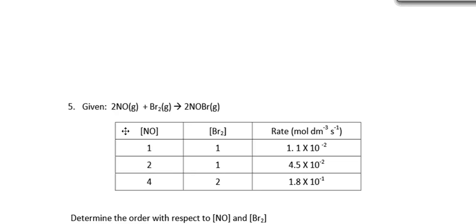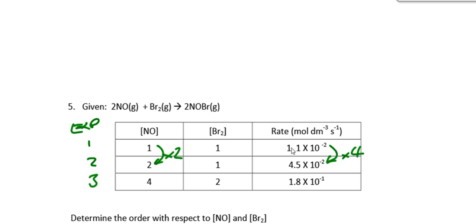Question 5, same style of question again. Just remember I've got to put my experimental data in here, so we've got experiment 1, 2 and 3. Now we're looking to find the order of each reaction. Here we've got Br2 remaining constant, the concentration of Br2, but NO is doubling, so that's going by times 2. And it looks like here I've got 4.5 divided by 1.1. I reckon that's being times by 4. Don't trust me on it, do it yourself, check it.